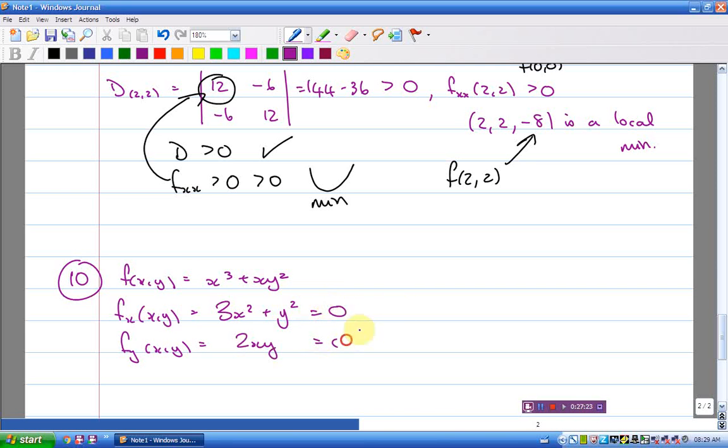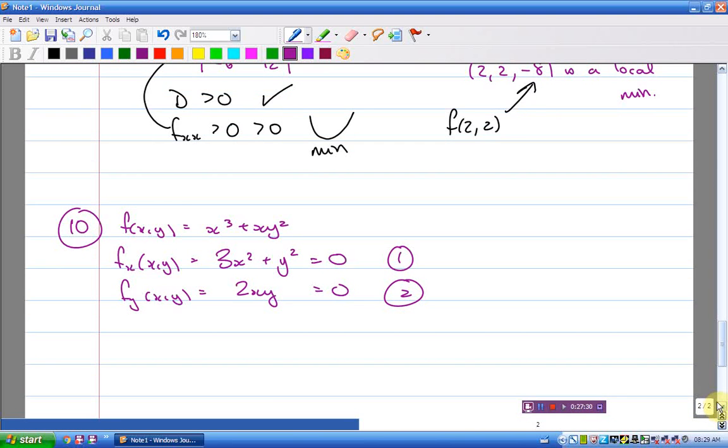Make them both equal to 0, equations 1 and 2. That second one equaling 0 means that either x equals 0 or y equals 0. Those are the only possible solutions. If x and y are both non-zero, then 2xy will not equal 0. So basically, I've already solved my problem.